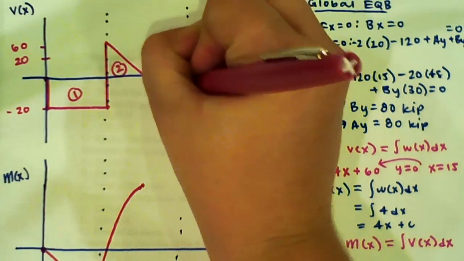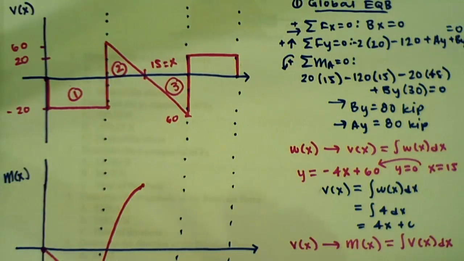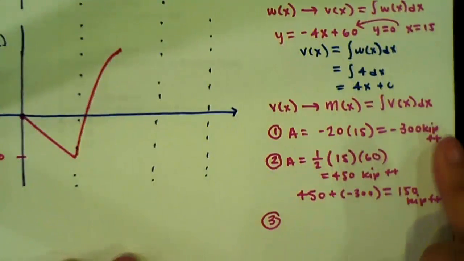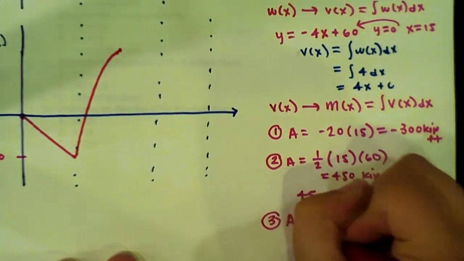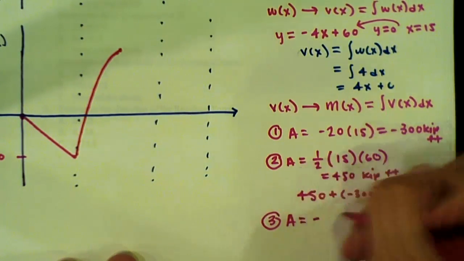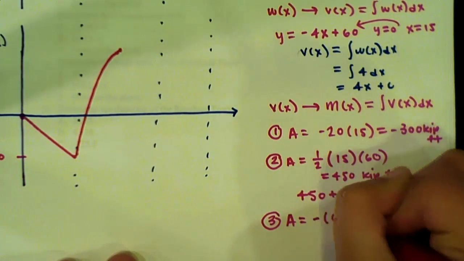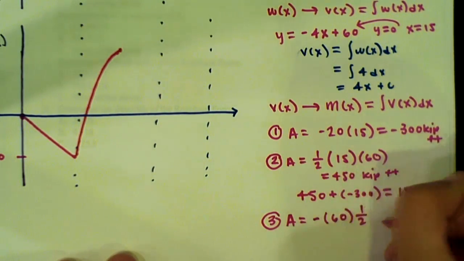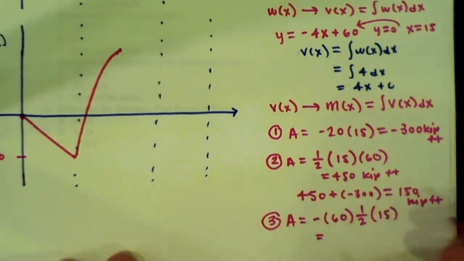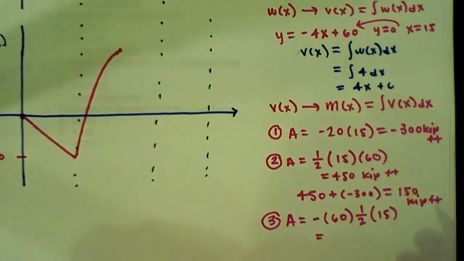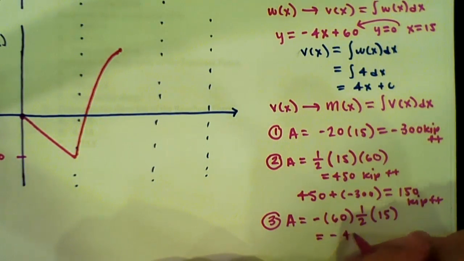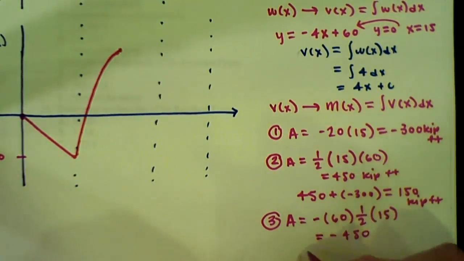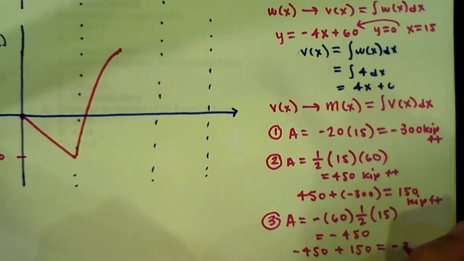So again, for our triangle here, for 3, we take our area, and it's going to be negative 60 times 1/2 times 15, which will give us a negative 450. Then we add the negative 450 to our 150, and we know it's going to end at negative 300 kip feet.